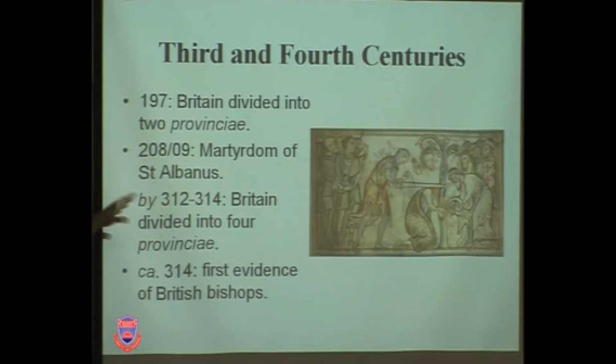By 312, 314, there was the further administrative division of Britain into four provinces, four provincia, and again we'll talk about this later, as the level of administration and the spread of the civilian civil power becomes more important. And around about the same time we have the first evidence of British bishops.